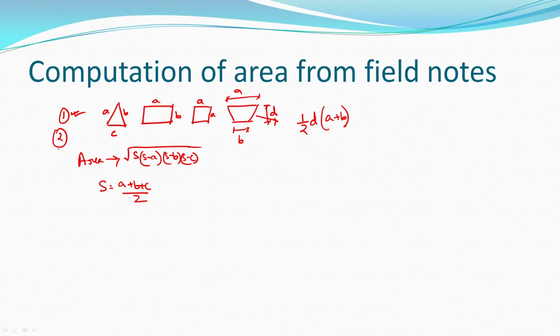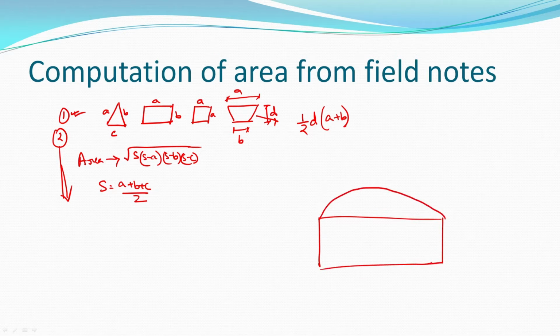Now step 2. In step 2, suppose we need to determine an area which is something like this. This is the rectangular part. This portion can be calculated simply by a into b. Suppose this one is a and this one is b, so if you multiply these, you can determine the area.